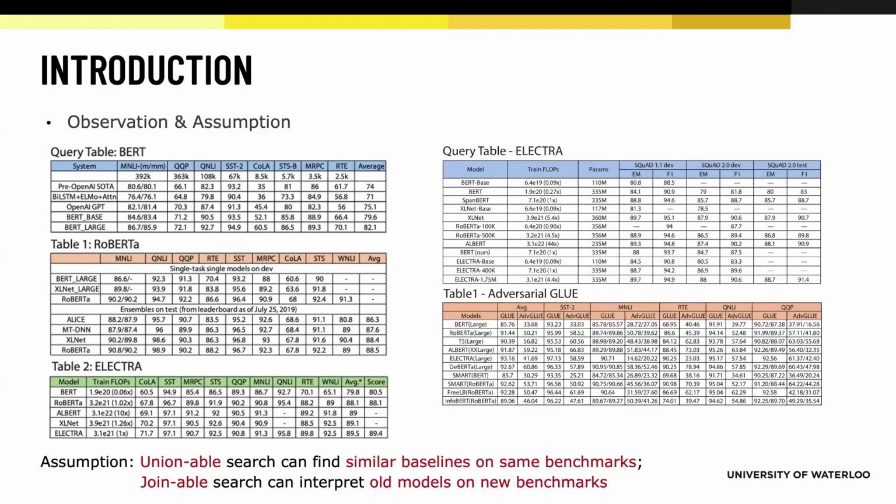And here is another example, on the joinable case. Adversarial GLUE is a new benchmark developed over GLUE, so it is a new benchmark paper. We can observe that there exist some columns beyond GLUE, and most of its rows are overlapped. So the joinable search, according to our assumption, can interpret the old baselines or old models on new benchmarks. These are 2 examples that we found that try to interpret the meaning of searched tables over the model lake.